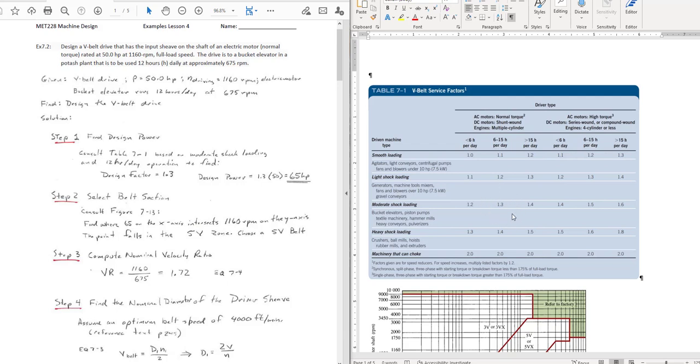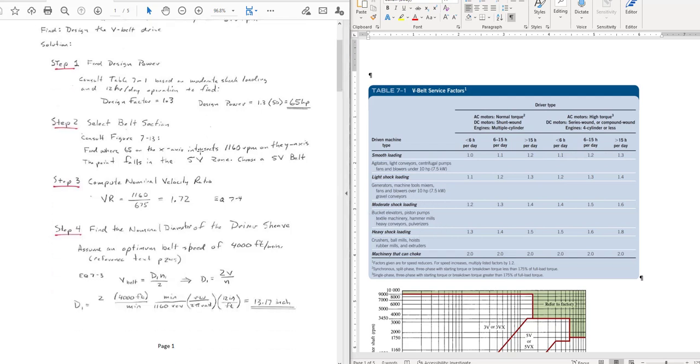Okay, so what we have to do is we take that 1.3 and then we multiply it by our horsepower rating, and that means our design power is 65 horsepower. So essentially what that means is we're designing this system for 65 horsepower, based on the type of machine this is.